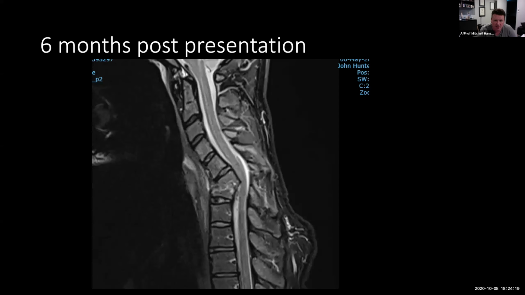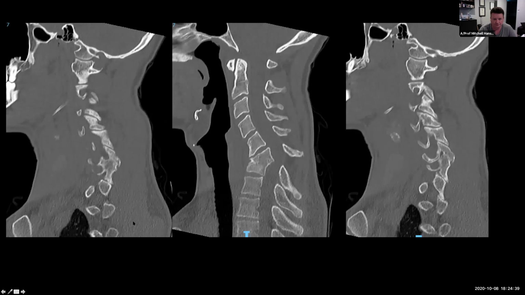So this was his MRI 6 months post-presentation. We can see that the signal change from the active infection had gone. There was a bit of change within the vertebral bodies, but still there was no signal change within the cord. Here's his CT scan. I think this was 7 months post presentation.